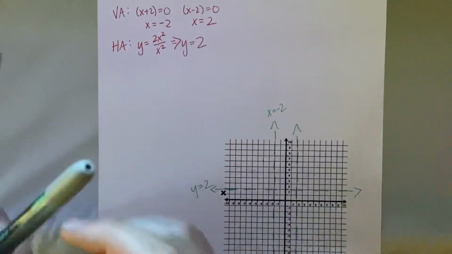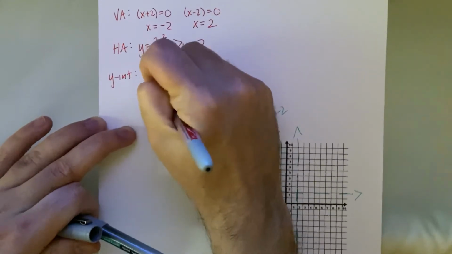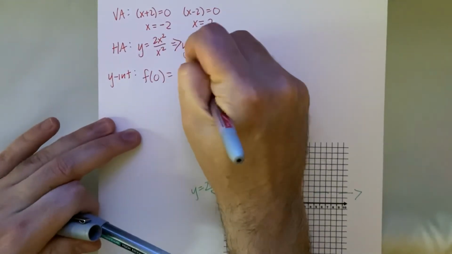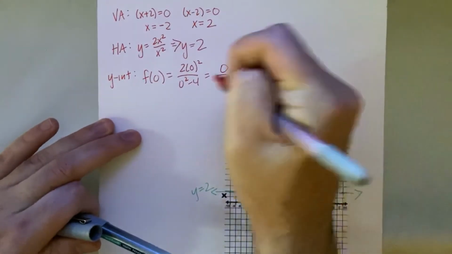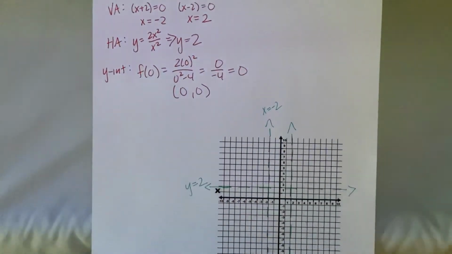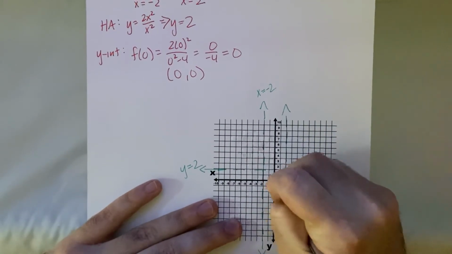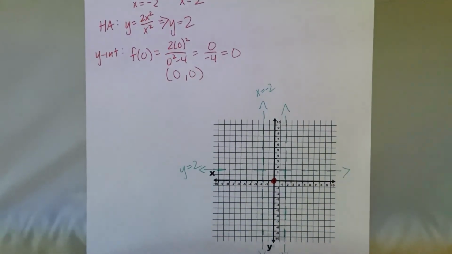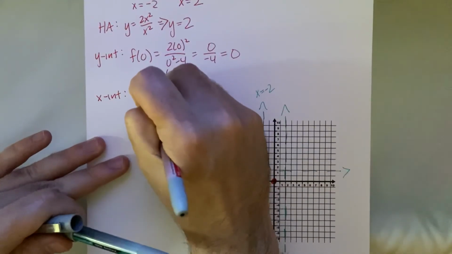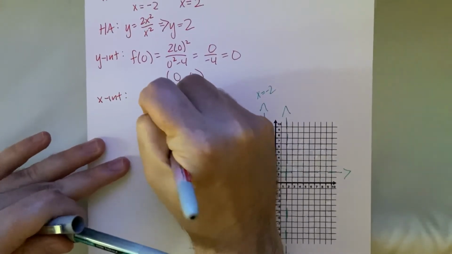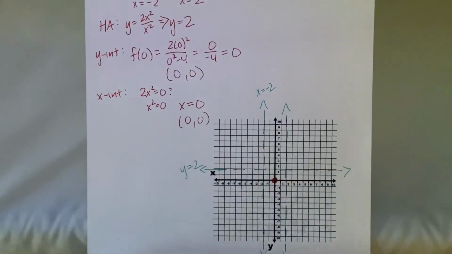Now we do the intercepts. The y-intercept, we plug in 0 for x. f of 0 equals 2 times 0 squared over 0 squared minus 4. That's 0 over negative 4, which is 0. So we've got (0, 0), which is going to be one of our x-intercepts as well. That's right here on the graph. X-intercepts, we set the numerator equal to 0. When is 2x squared equal to 0? When x squared equals 0, so that means x has to be 0. So that's that same point, (0, 0). There's nothing extra to graph.